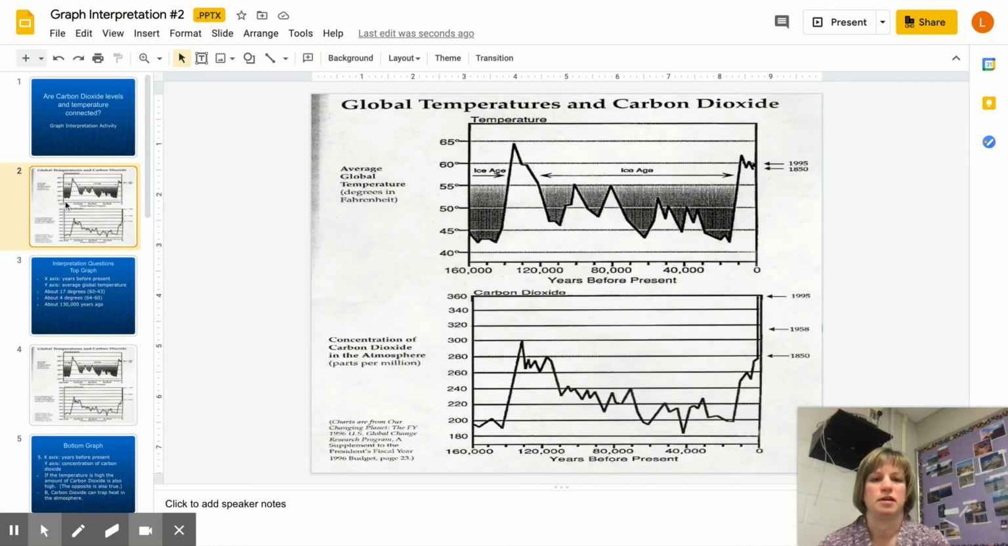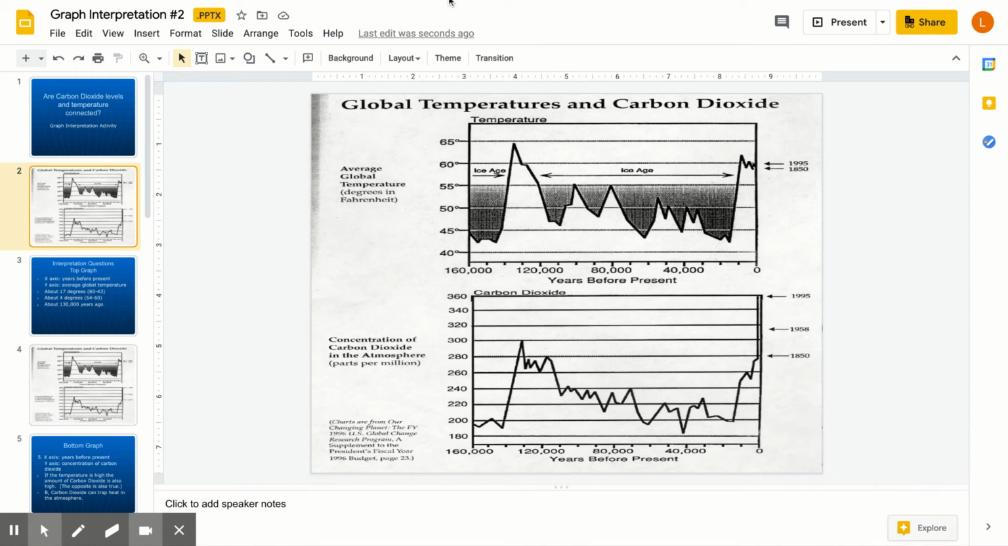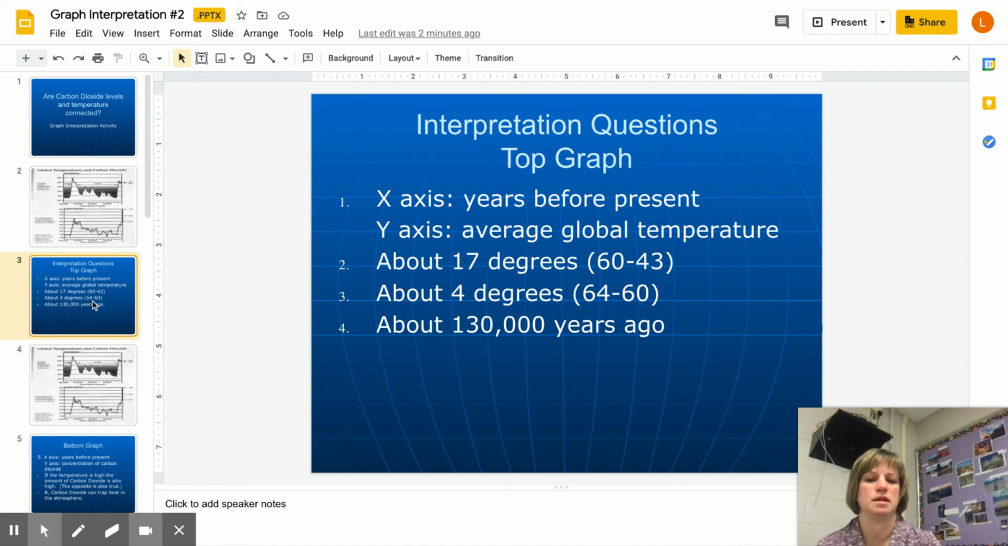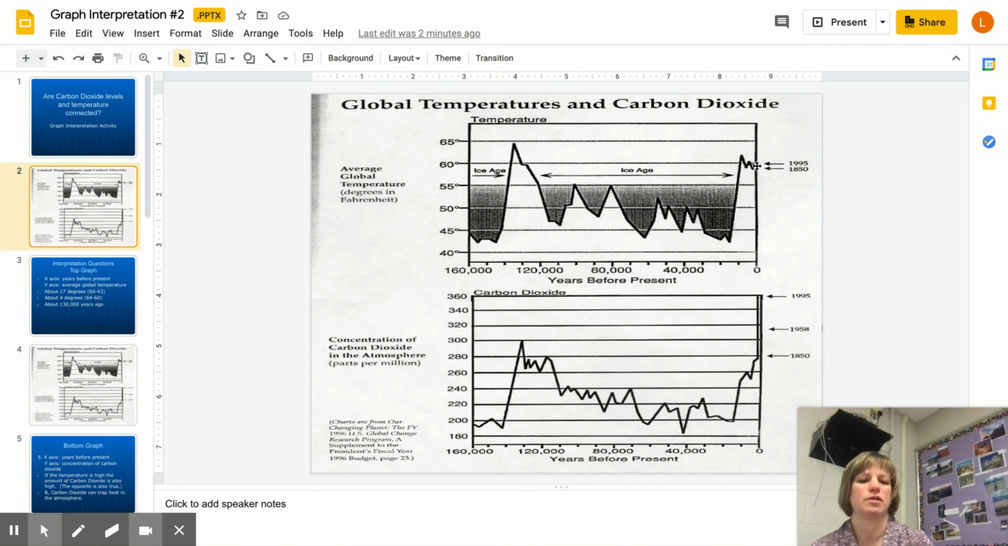The top graph here, and this would be question number 1 for your graph interpretation, is asking you just what the X and the Y axis were. And so on the first one, the X axis is showing years before present, or you can just have years, and the Y axis is showing temperature. So you can see when you look at this graph that we are currently in a warm period. And so the question of how much colder has it been than now?